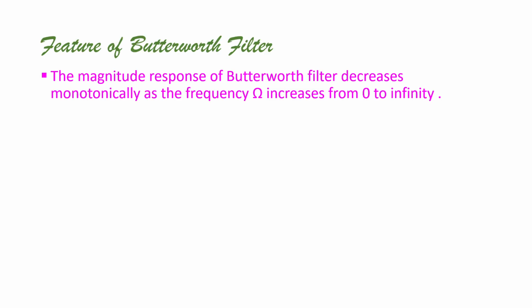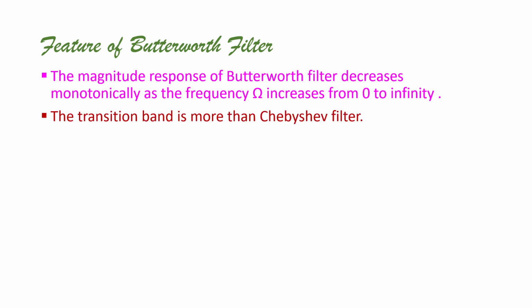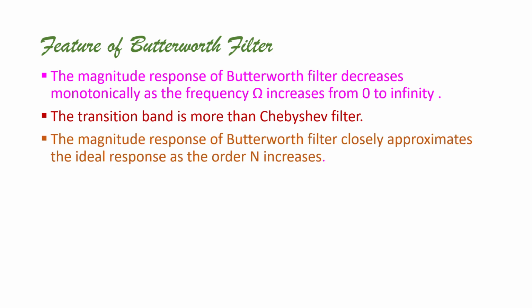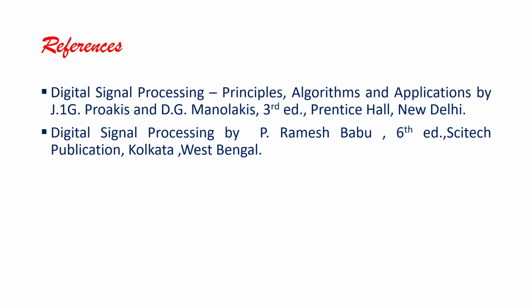Features of the Butterworth filter. The magnitude response of the Butterworth filter decreases monotonically as frequency omega increases from 0 to infinity. The transition band is larger than that of the Chebyshev filter. The magnitude response of the Butterworth filter closely approximates the ideal response as the order n increases. The poles of the Butterworth filter lie on a circle. These are the references.